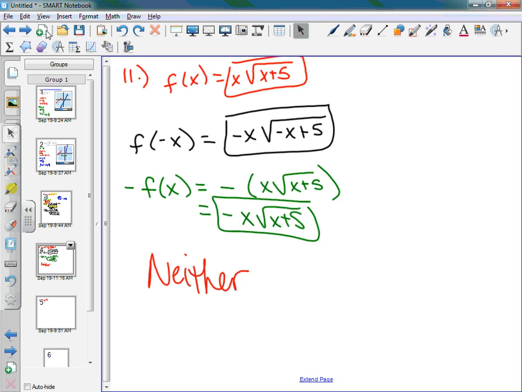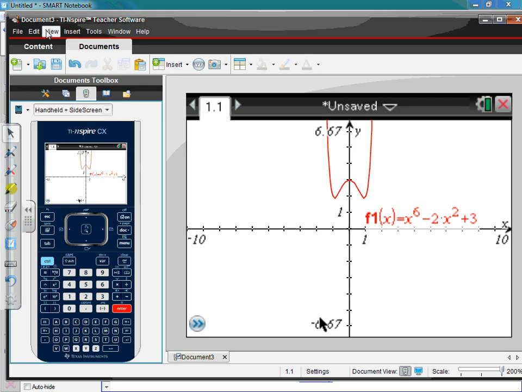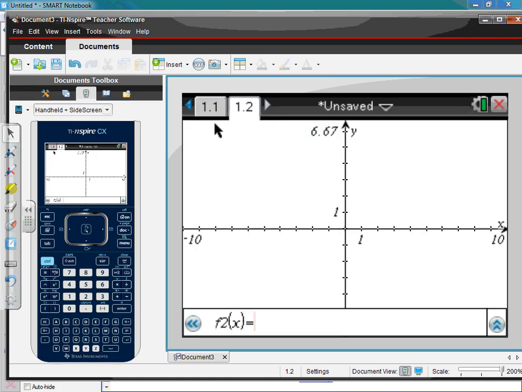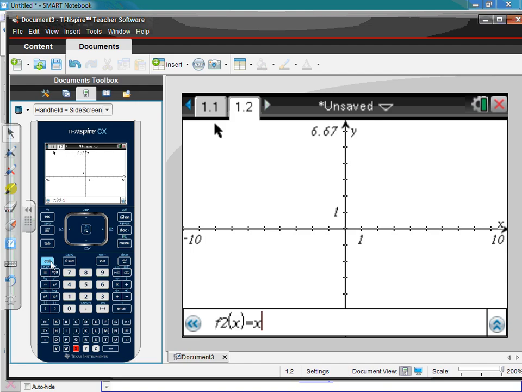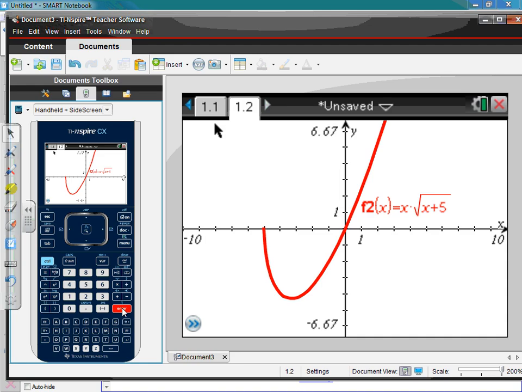And if you look at the graph on that, if we add a new page to this, that was what? X times the square root of x plus 5? Yeah. Can I fold that vertically over the y-axis and that be symmetrical? No. Can I fold it vertically and then horizontally? No. Can you see that that's neither graphically and algebraically?